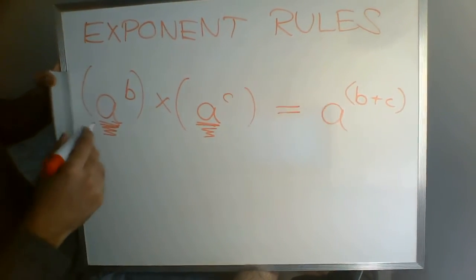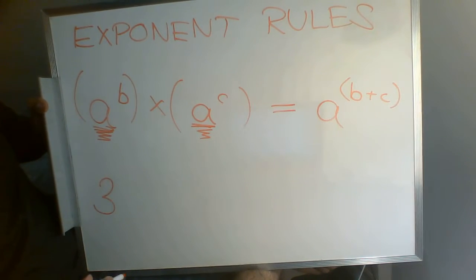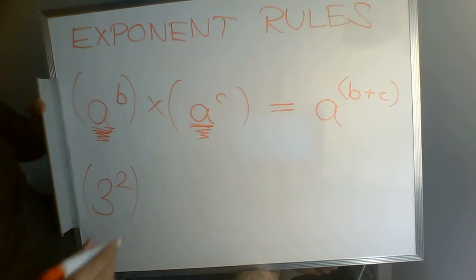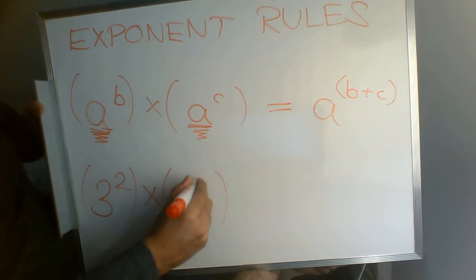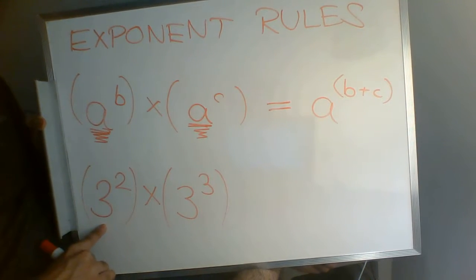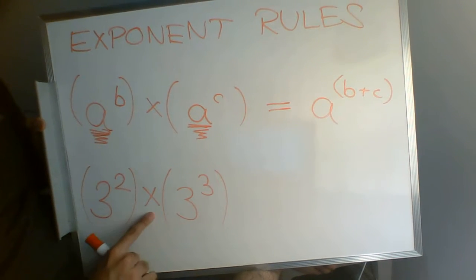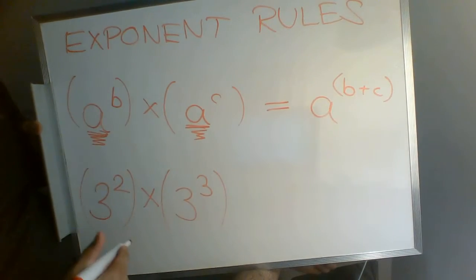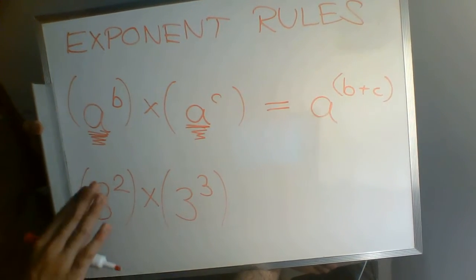So let me give you an example. Let's say our base is the number 3, and for the first one, let's say our exponent is 2. So we've got 3 squared multiplied by 3 cubed. So notice that our base is the same. We've got the number 3 here, we've got the number 3 there. As long as those two bases are the same and we're multiplying these together, this rule works out. So our bases are the same, no problem.